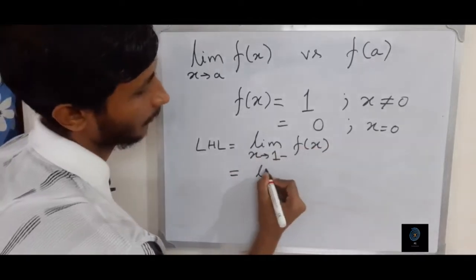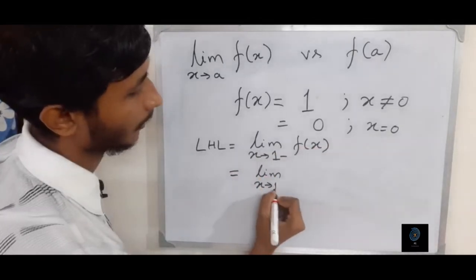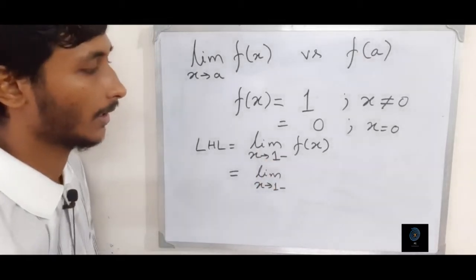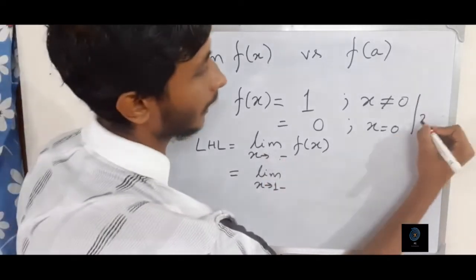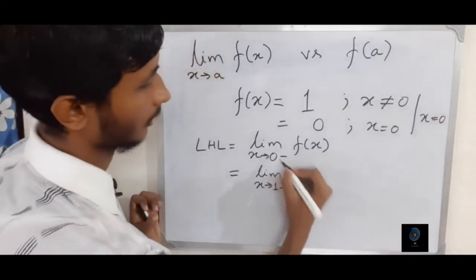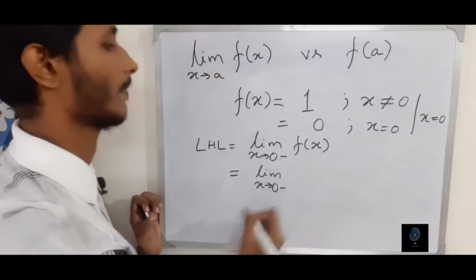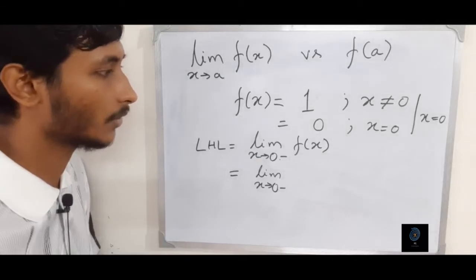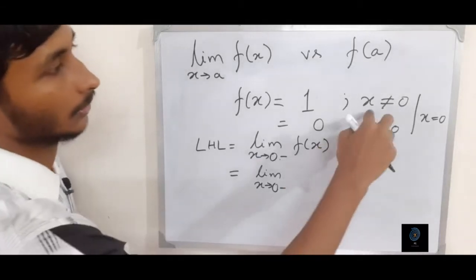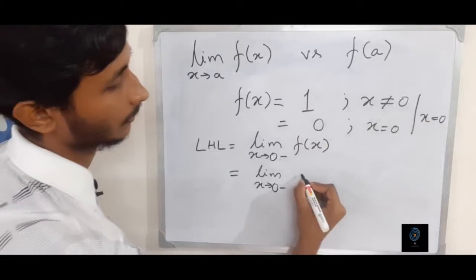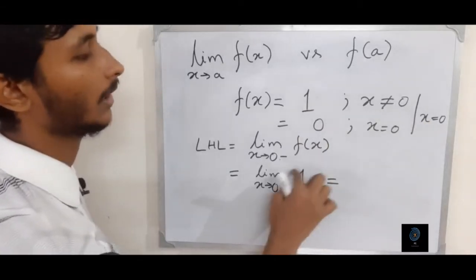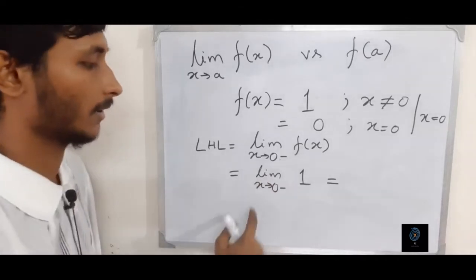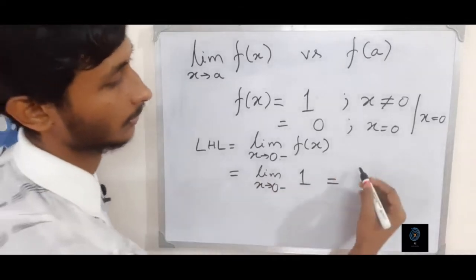We know that whenever we write x tends to 0 minus, we mean that x is always less than 0 and x is never equal to 0. So for x not equal to 0, we have the definition of the function as 1, and if we have a constant inside a limit, it is unaffected by x, because x is a variable, it can go anywhere, but a constant always remains a constant.